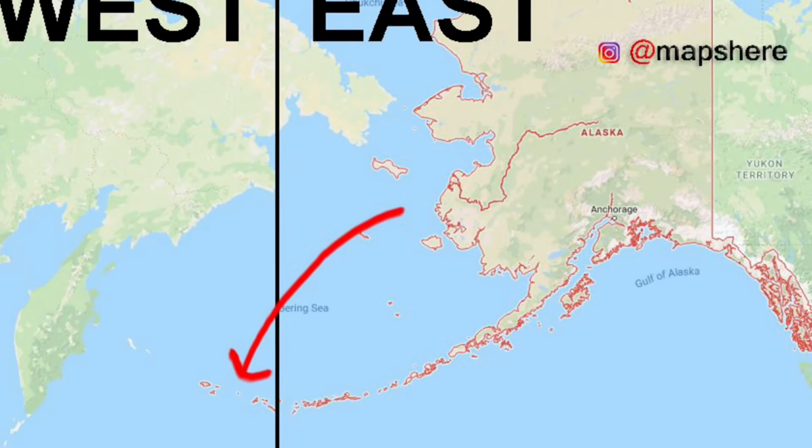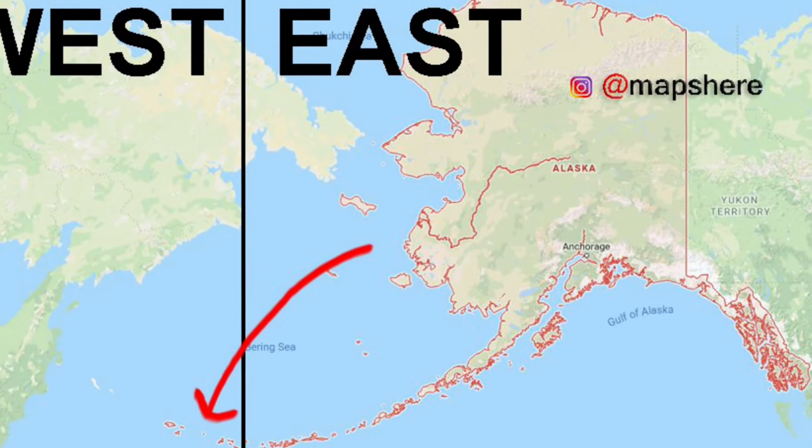Here's a few interesting geography quirks or facts. Number 1, Alaska is both the westernmost and the easternmost state. Let's look why. So as you can see, technically, since some of the Aleutian Islands, the tip of Alaska's tail, or whatever you like to call it, technically cross over the 180th meridian, the state of Alaska is both the westernmost and easternmost state in the country.